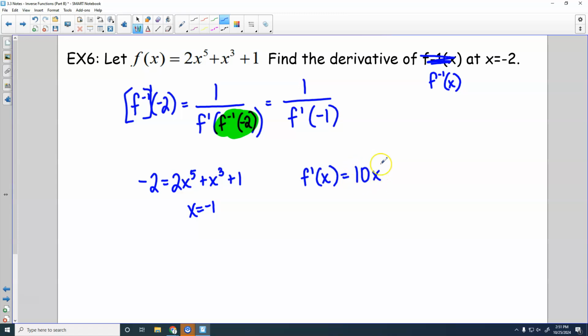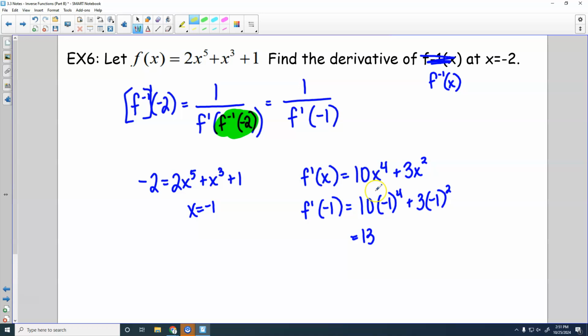10x to the 4th plus 3x to the 2nd. Very good. And then I am going to plug in negative 1 to that. 10 times negative 1 to the 4th plus 3 times negative 1 squared. That is going to give me just 10 plus 3, 13. So since 13 is F prime of negative 1, I'm just plugging it in, and my answer to the question is 1 over 13.